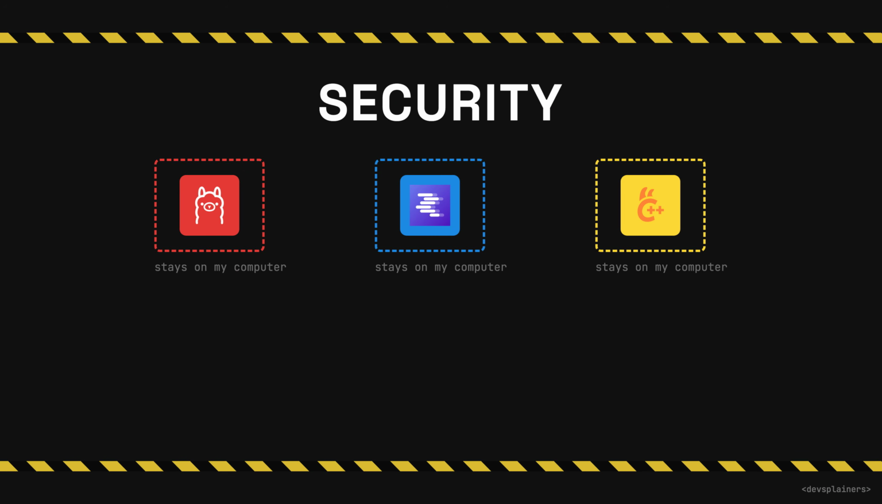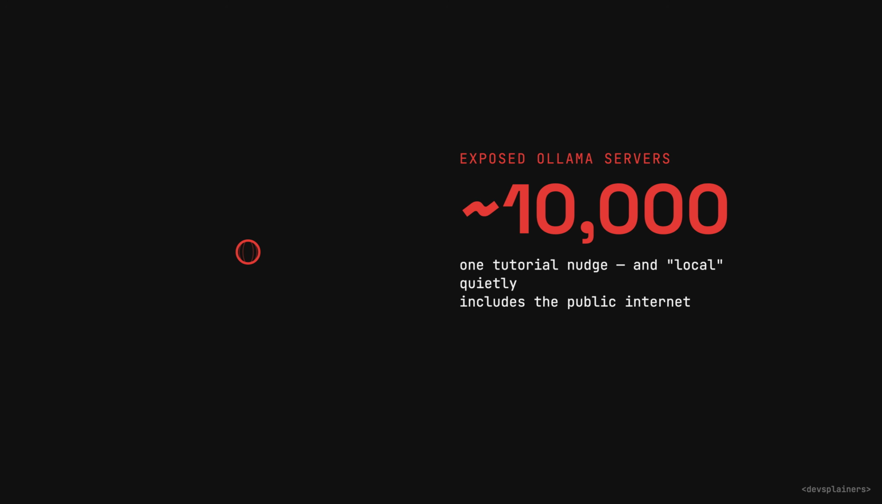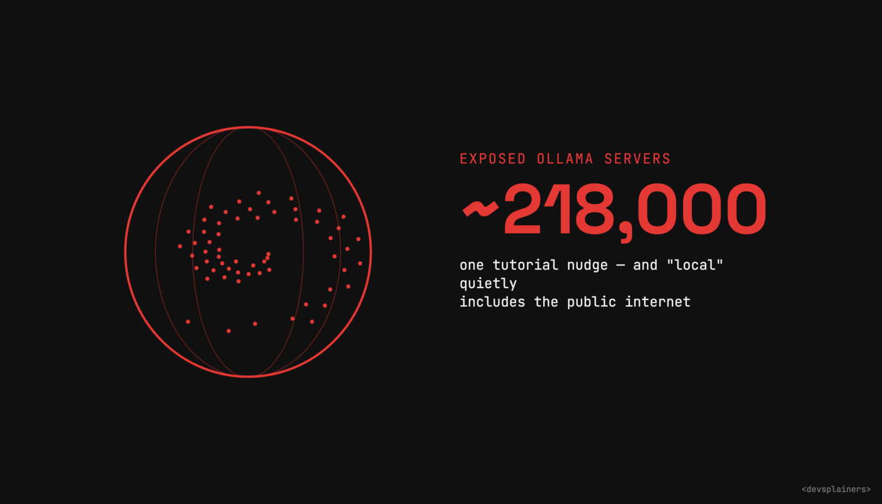Now the round that bites people, security. All three bind to your local machine only by default. None of them ship with a password. None ship with encryption. The trust boundary is, this stays on my computer. Ollama keeps getting burned here. The code itself is fine. The trouble is its tutorials and Docker setups nudge people to open the server to the network, and the network quietly includes the public internet if your router is sloppy.